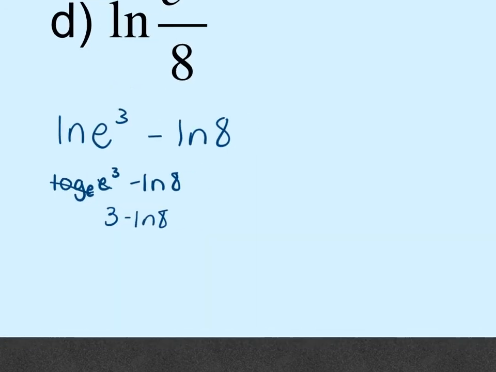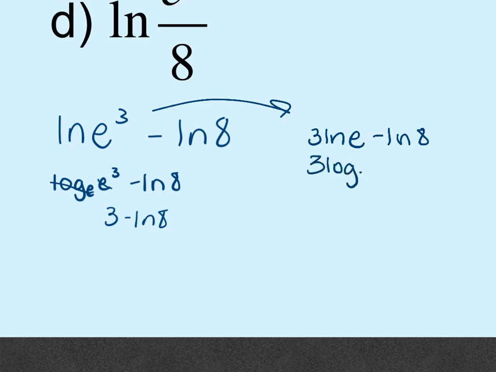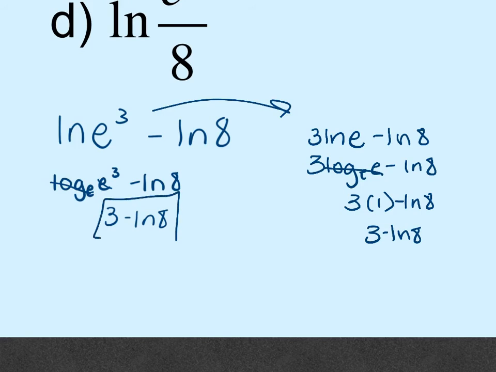If you think about it the other way, if that 3 bumps to the front, this is 3 ln of e minus ln of 8. ln of e is log base e of e. And that becomes 3 times 1, or 3, minus ln of 8. Same answer either way. So all of these rules end up with the same answer. So you can bump a power forward. You can simplify it by doing ln of e and taking the exponent, anything like that.